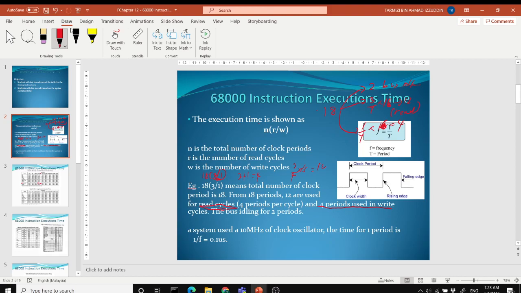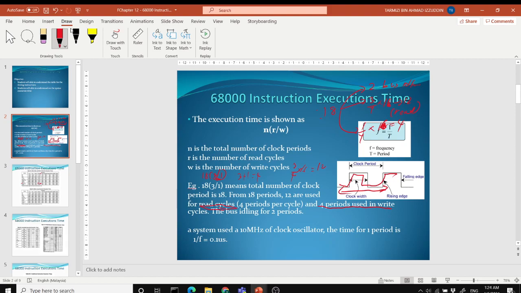So you can imagine 18 clock cycles, and all 18 of these clock cycles are used for the instruction just now.